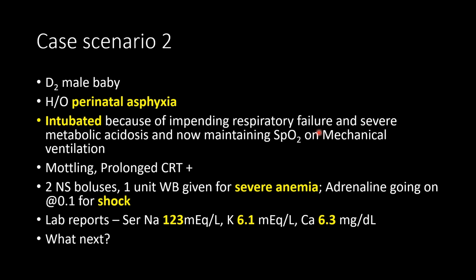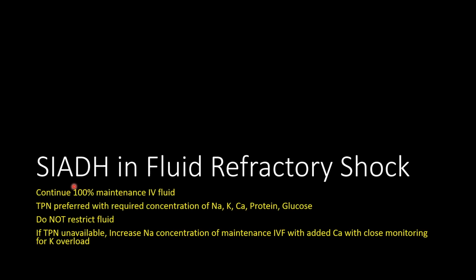But the patient is having mottling, prolonged capillary refill time, NS boluses have been given, severe anemia is there, so whole blood has been given, adrenaline is going on. So what next? The thing I want to point out here is this is a case of SIADH in fluid refractory shock. So we have to continue 100% maintenance IV fluid. We cannot restrict fluid in this child because the patient is having shock. So the maintenance of vital parameters takes precedence over maintenance of electrolytes in the patient. So we cannot restrict fluid in the child.